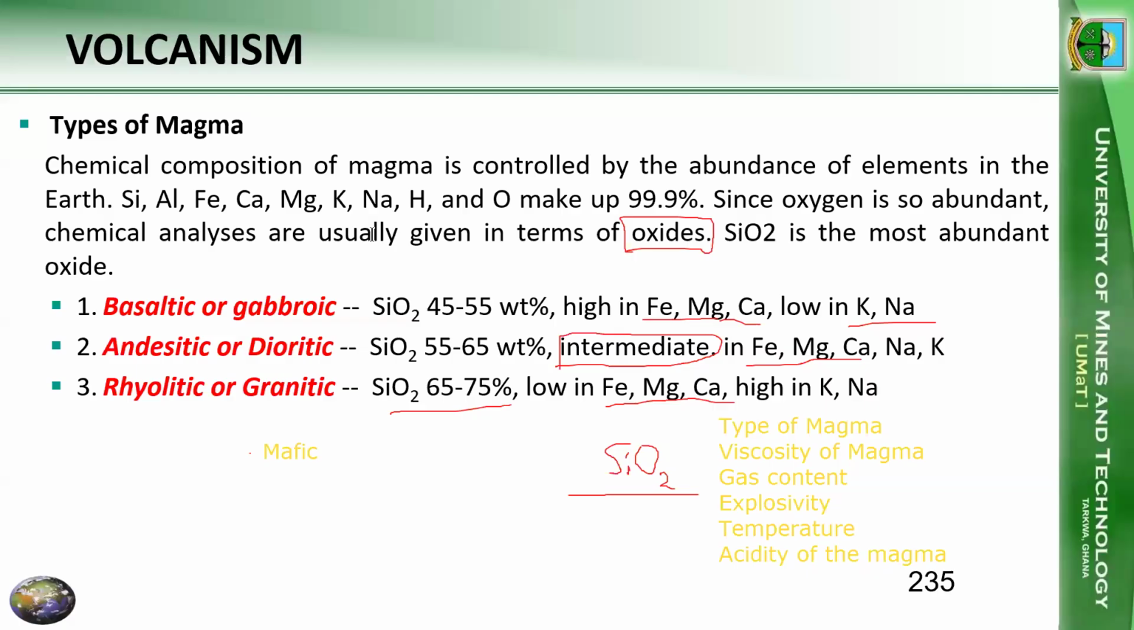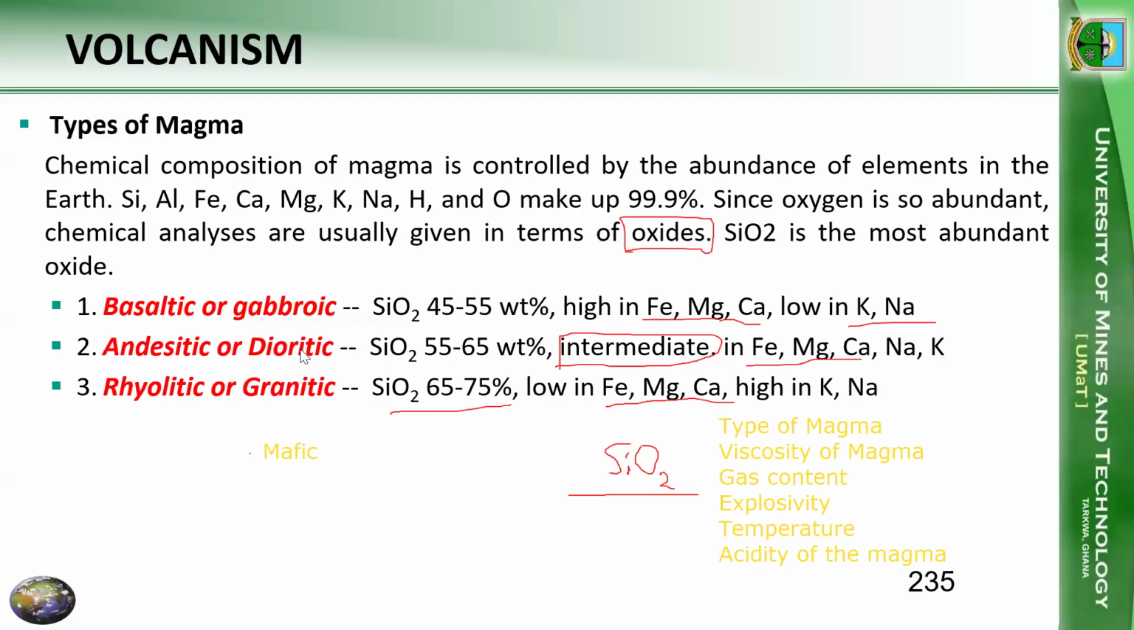Let's go to the next one, viscosity of the magma. We understand viscosity is like the thickness of the magma, right? For the magma to be viscous, it's dependent on the silica content as well. Magmas that have a high silica content will be more viscous. In other words, they will be more resistant to flow.